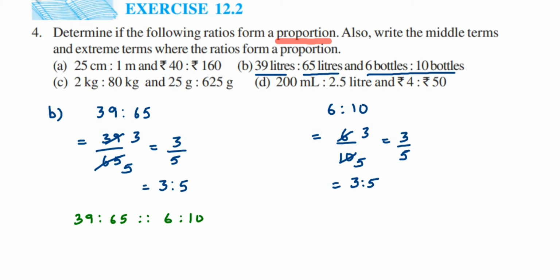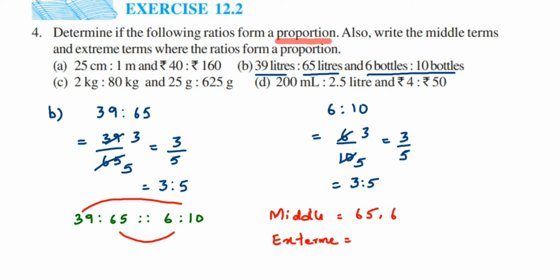Now here we have to find out which are the extreme terms and which are the middle terms. Middle terms are the ones which are present in the middle, that is 65 and 6 are middle terms, and extremes will be 39 and 10. The ones which are present at the ends are extreme, and the ones which are present at the center are middle. So this is the second question. Now let's do the third one.